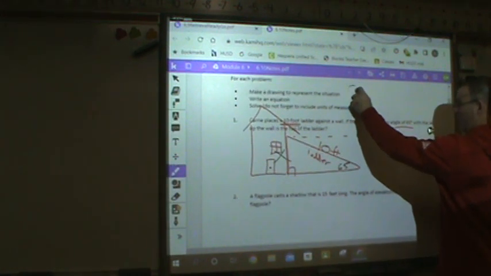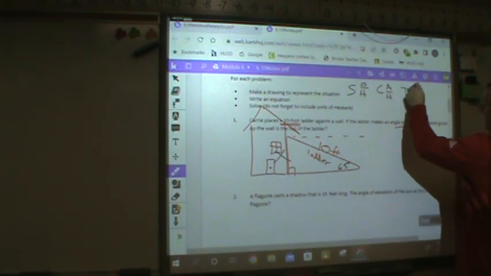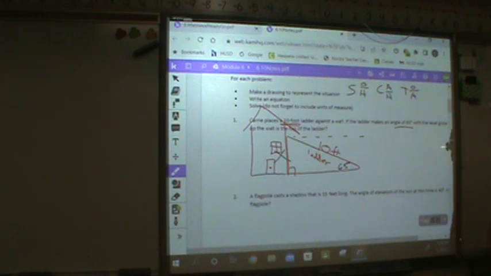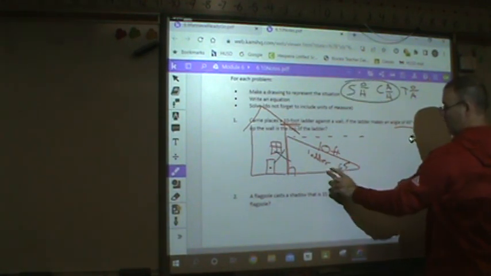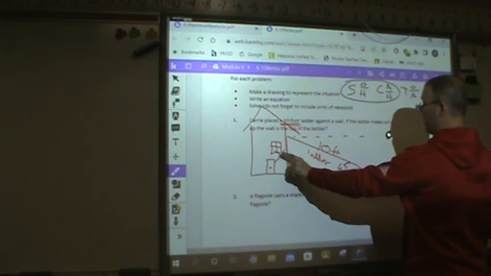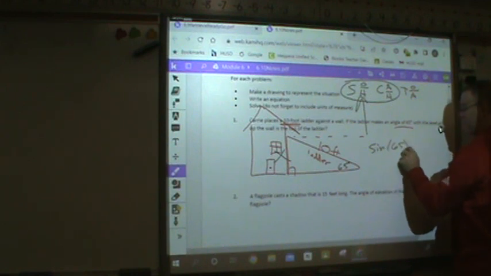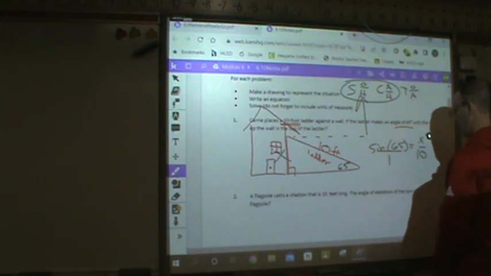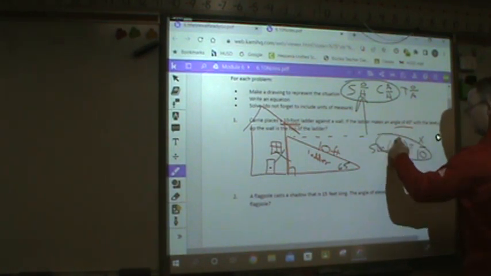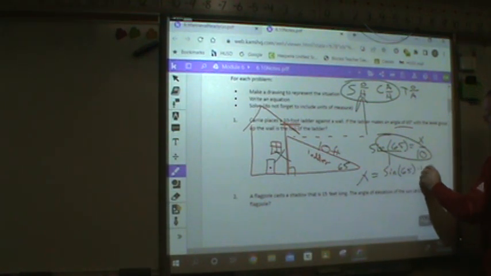So remember our trig functions. Right? Here's our trig functions. I know the hypotenuse, got to be one of these two. And I want to find the leg opposite. That is a sine function. So the sine of 65 is equal to opposite, which is x, over adjacent, which is 10. And I'm going to go ahead and cross multiply and solve. So x is equal to the sine of 65 times 10.